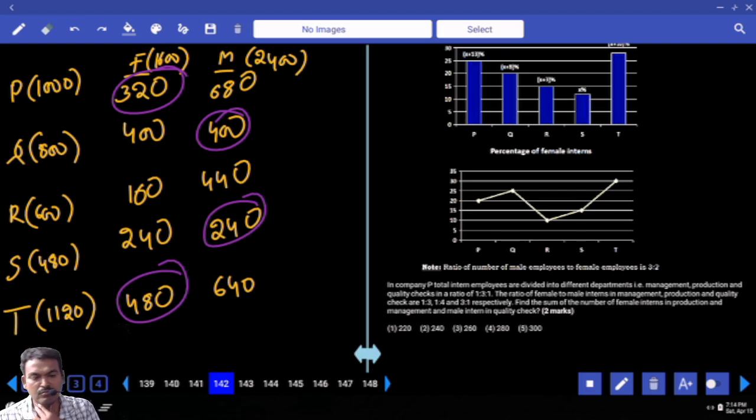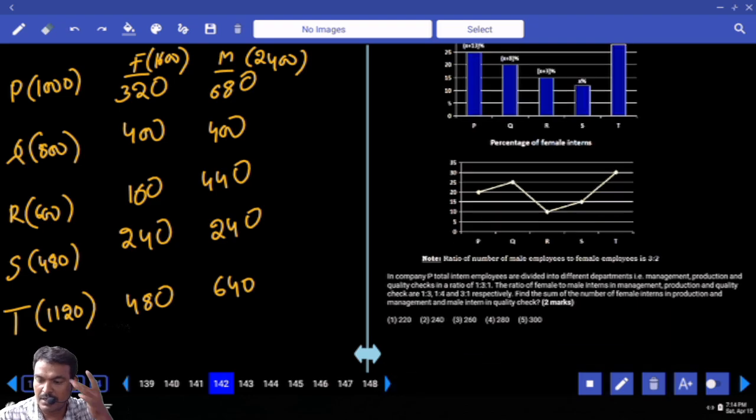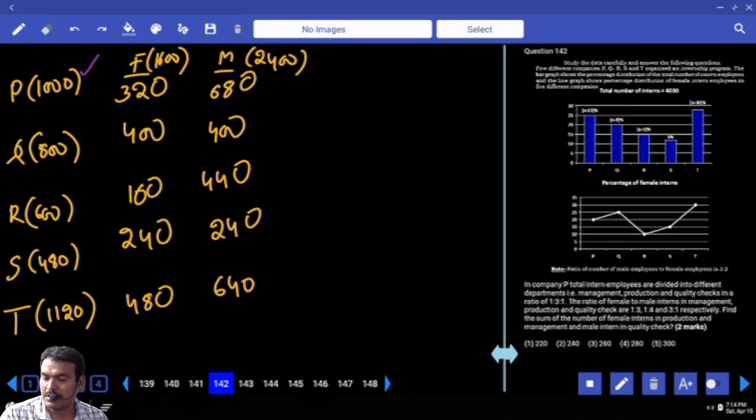142 question. In company P, total intern employees are divided into different departments, management, production, quality checks in a ratio of 1:3:1. Company P total how much? 1000. That 1000 is distributed 1:3:1. Total how many parts? 5 parts. One part is 200. Another one 600. Another one 200.